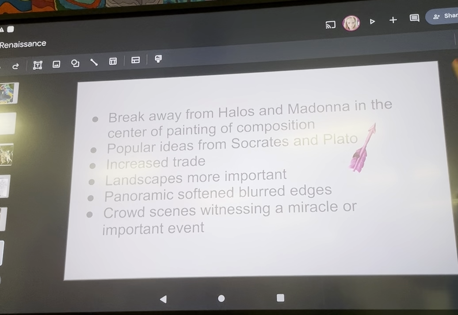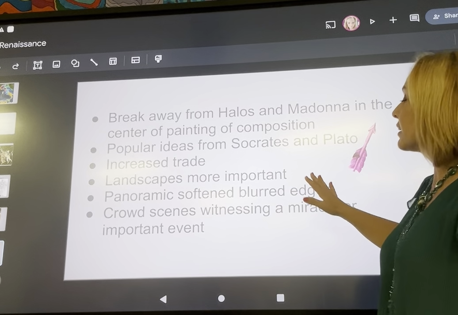There are popular ideas from Socrates and Plato, increased trade, and landscapes, which were never a subject matter, start to become more important. Think of the Mona Lisa. Behind her, there's a landscape. In fact, it's an artificial landscape. It's a made-up one. Leonardo da Vinci did not paint that from life. He painted Mona Lisa from life, but the background is not a real place. So that's kind of an interesting thing.